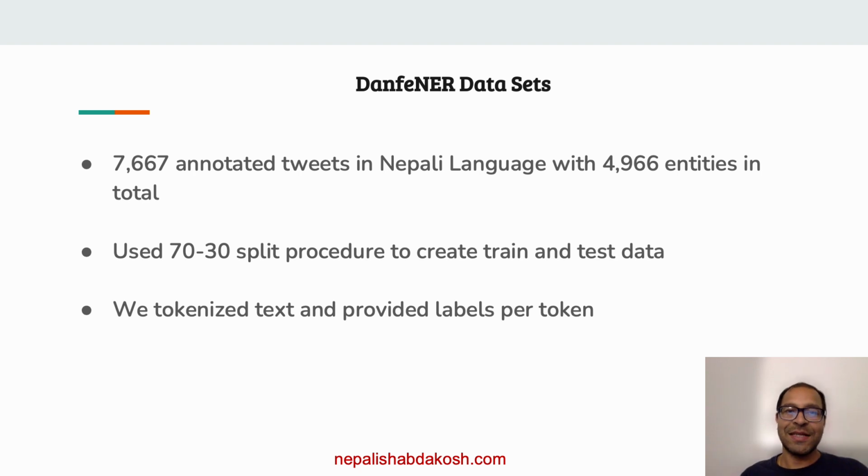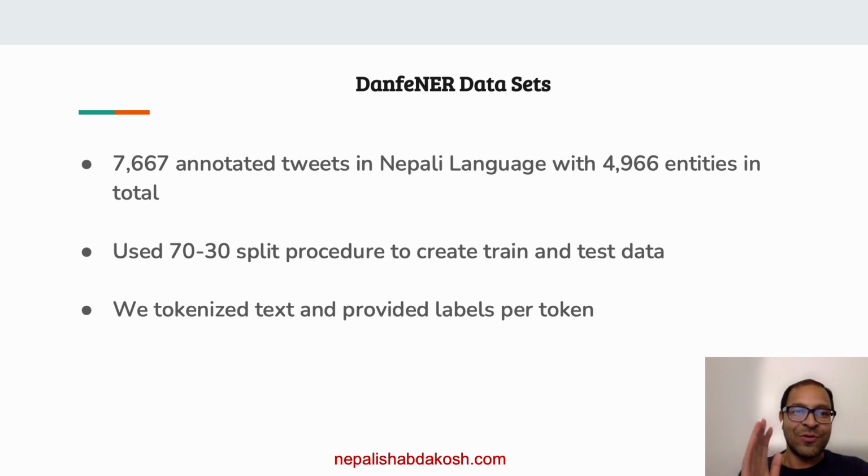Let's talk about the data sets. The DanfeNER data set, which is one of the contributions that we have made in this paper, has 7,667 annotated tweets in Nepali language. In total, we got about 4,966 entities. To create a train and test set, we split that data set into 70 and 30. So 70% of records are in the train and 30% are in the test data set, so that in any future work they can compare model performance on the 30% of records that we have set aside right here.